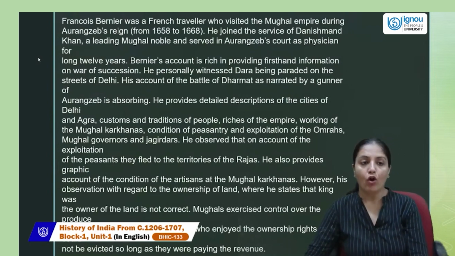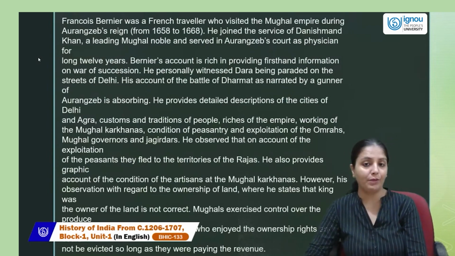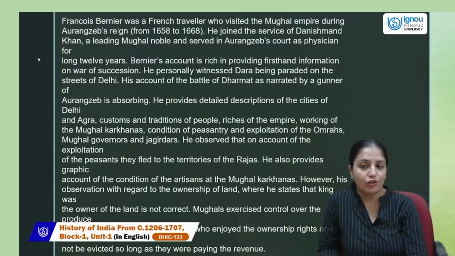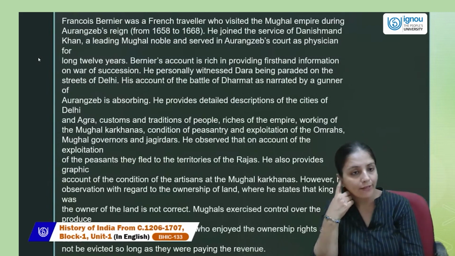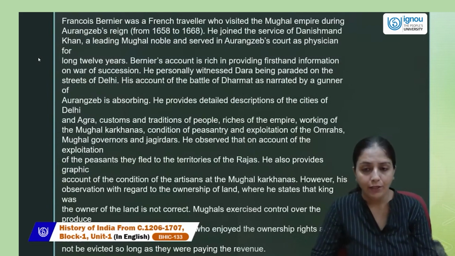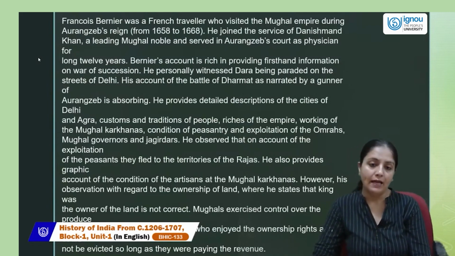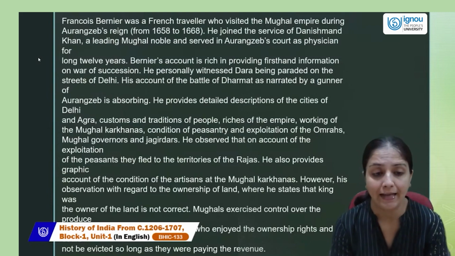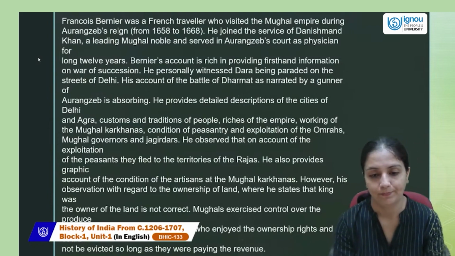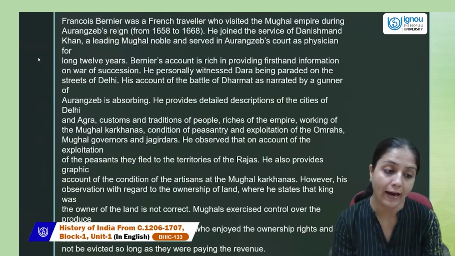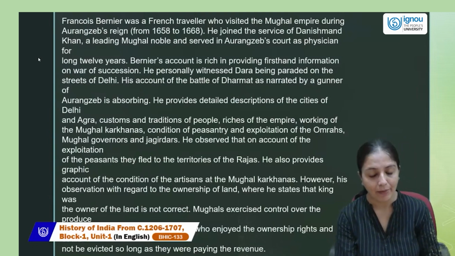He provides detailed descriptions of the cities of Delhi and Agra, the customs and traditions of the people, the riches of the empire, the working of Mughal karkhanas, the condition of the peasantry, and the exploitation by the Omras, Mughal governors, zamindars and jagirdars. He observed that on account of exploitation, the peasants fled to the territories of Rajas. He also provides a graphic account of the condition of the artisans at the Mughal karkhanas. However, his observation regarding the ownership of land, where he states that the king was the owner of the land, is not correct. Mughals exercised control over the produce of the land, and it was the peasants who enjoyed ownership rights and could not be evicted so long as they were paying the revenue.